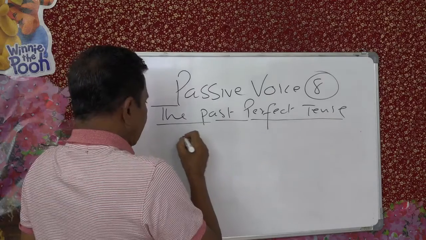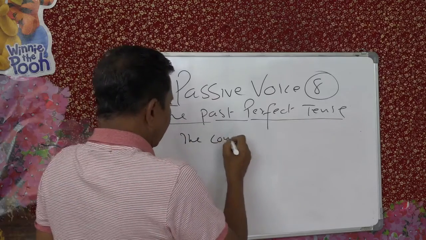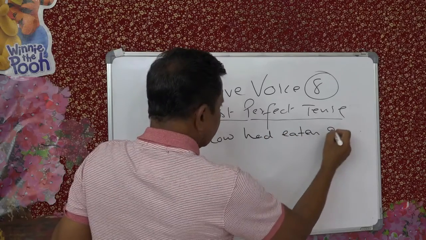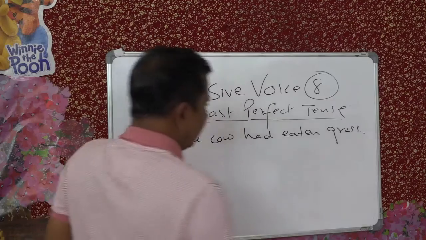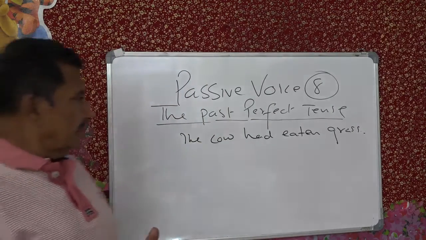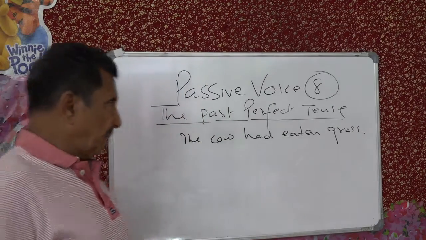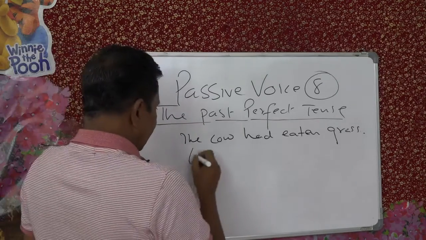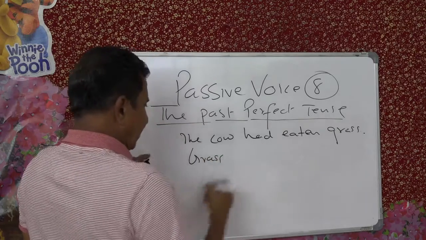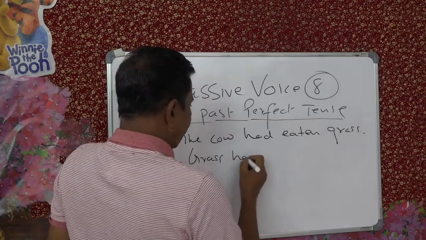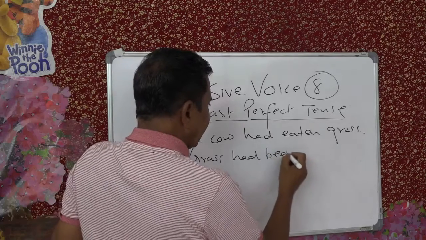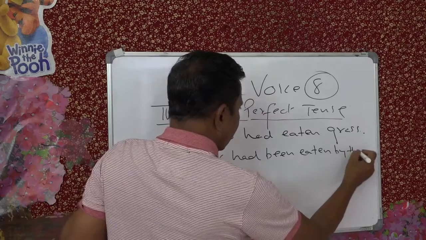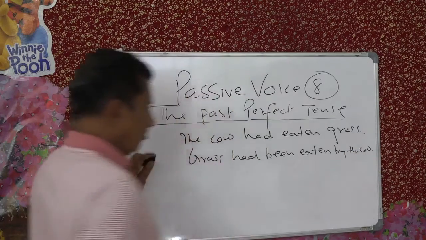The cow had eaten grass. So this is the past perfect form: had plus past participle, right? Now this is very simple. Change the subject and object: grass had been eaten by the cow. That's all.